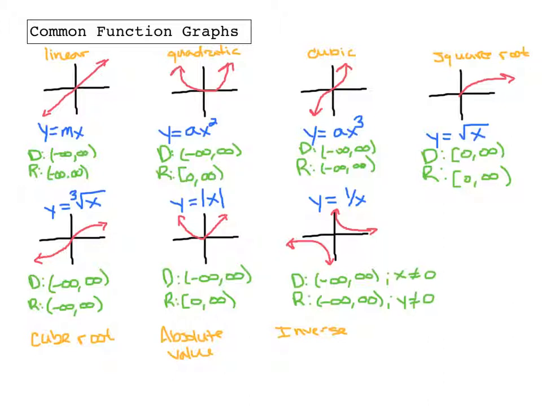Okay. So those are the basic domain and ranges of the most common graphs. Again, these will change after some transformations are done to them, but for a starting point, it's not bad.